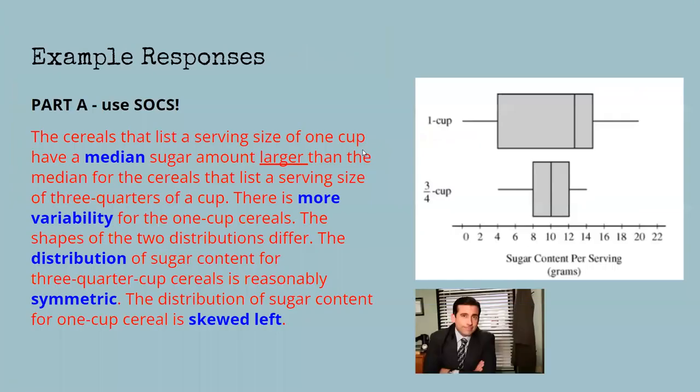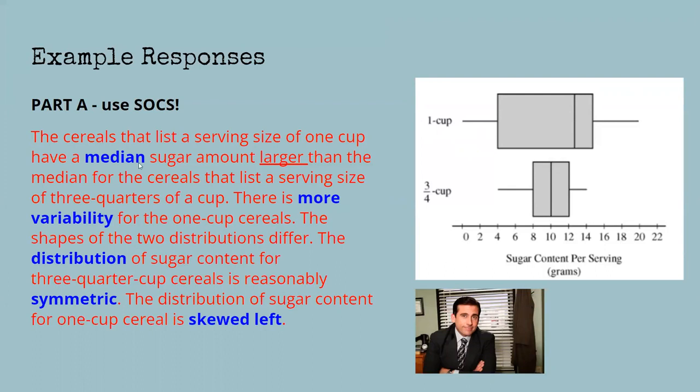Let's go to A. So let's compare the graphs here. We're going to use SOCS. So here's an example response of what someone could say. We can notice that the one that has a serving size of 1 cup, see this top box plot, it has a median sugar amount that is larger than this one. How do we know? Well, this line here, see, it's more this way. See, 12 for this one, 10 for this one, so it's bigger. So we can just say that. That's our C in SOCS.